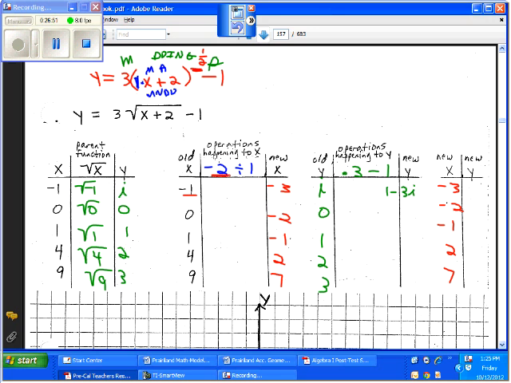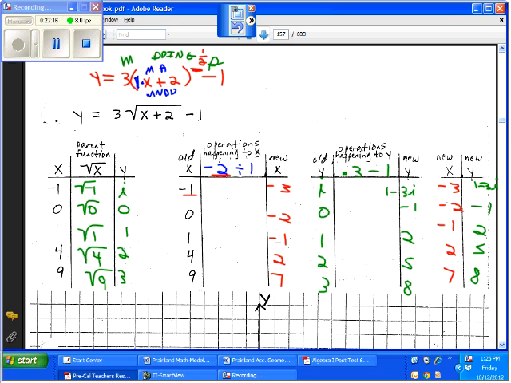And then we have 0 times 3 is 0 minus 1 is negative 1. And then we have 1 times 3 is 3 minus 1 is 2. And 2 times 3 is 6 minus 1 is 5. And 3 times 3 is 9 minus 1 is 8. And so we have 1 minus 3i, negative 1, positive 2, positive 5, and 8.